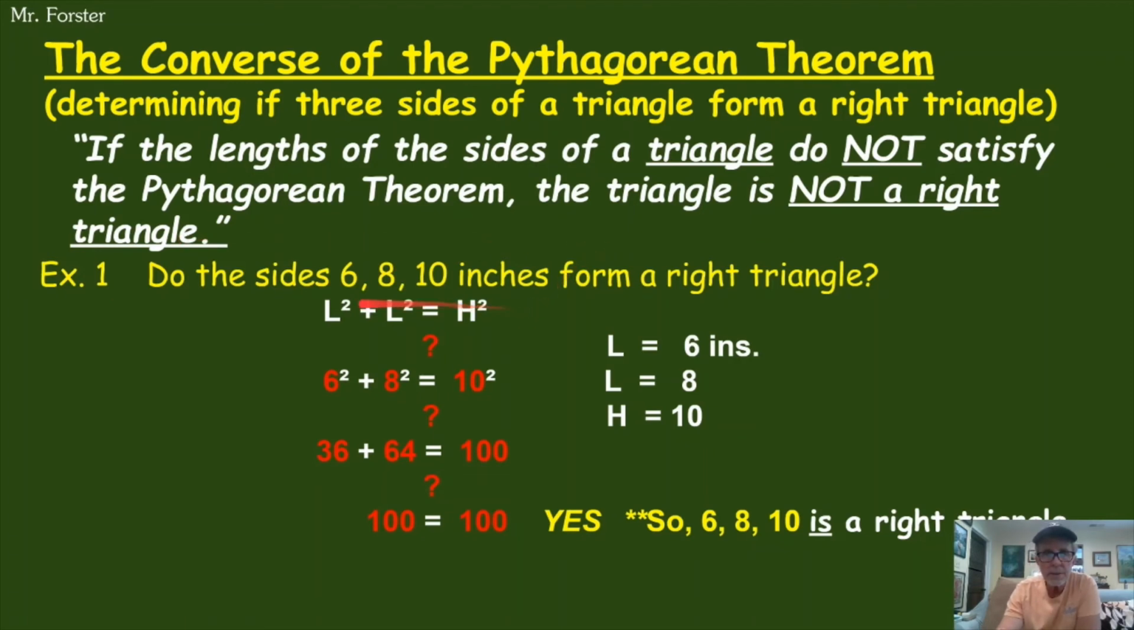And so, let's see here. Do 6, 8, and 10 form a right triangle? And so, this is just a matter of checking to see if both sides are equal. So I wrote down the Pythagorean theorem. I substitute in the numbers, and I added these 36 and 64 together, and I get 100 equals 100. So the answer is yes, 6, 8, and 10, those lengths do form a right triangle.